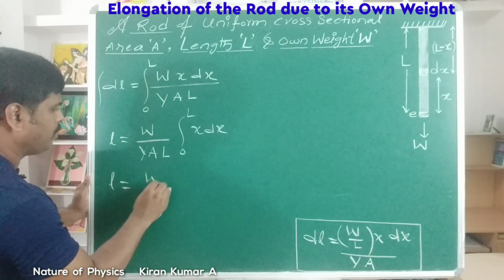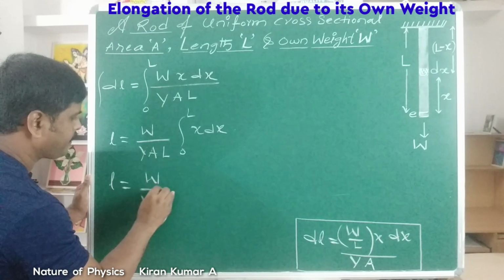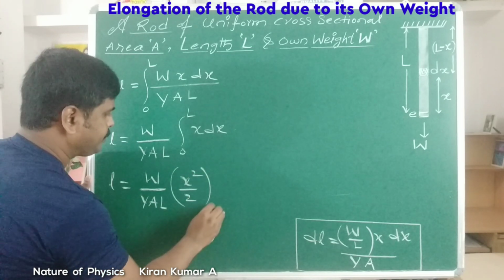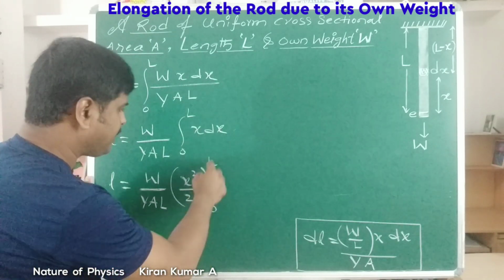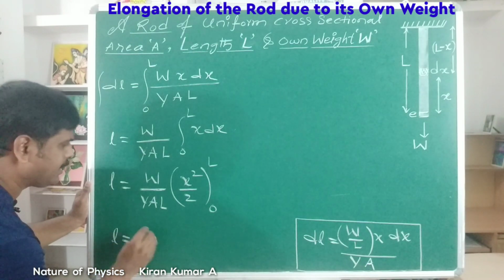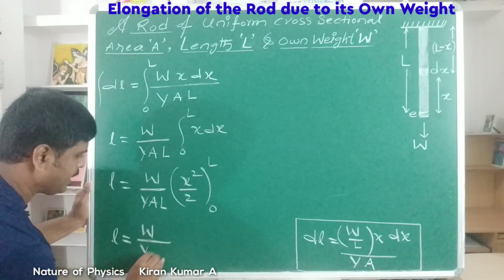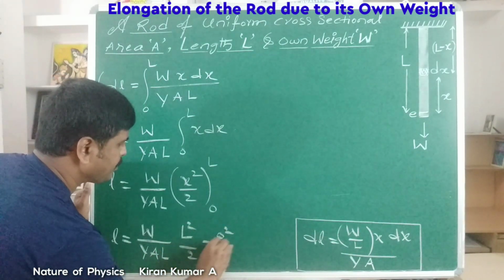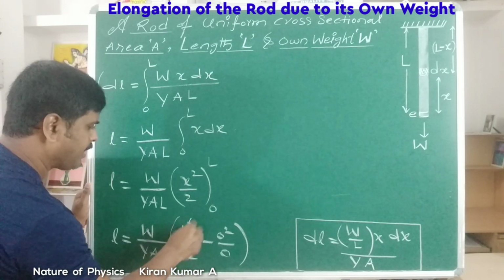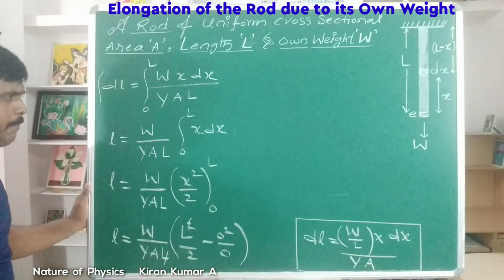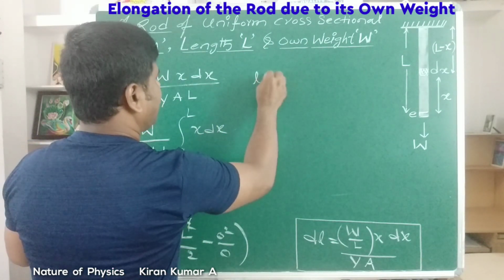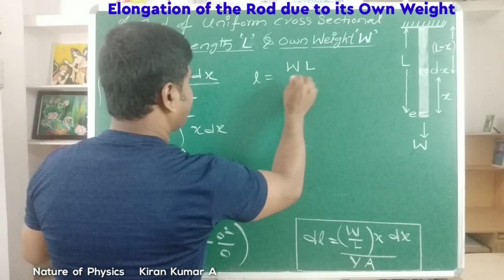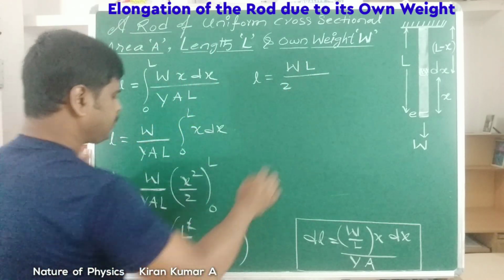So W divided by YAL times x square divided by 2, from 0 to L. Replacing the lower limit and upper limit, E is equal to W over YAL times L square divided by 2 minus 0 square by 2. So here L square and L get cancelled. Now the resultant equation is E equal to W into L divided by 2 into YA.